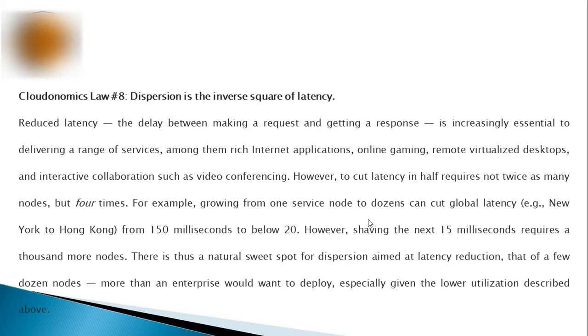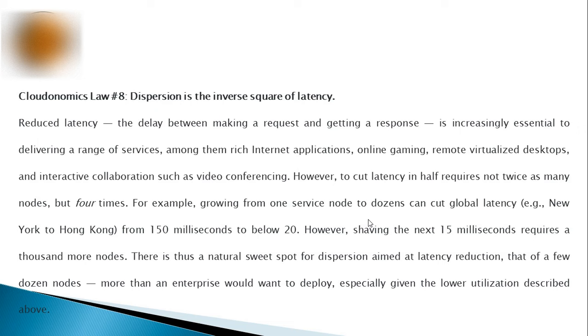Then we have law number 8. Dispersion is the inverse square of latency. Now, what does it mean? Whenever you want to reduce the latency, you need to increase the number of servers. That is the simple concept behind it. If you want to reduce the latency, the number of servers you are going to need is four times. Here is an example: to cut the latency in half, not twice as many nodes, but four times.